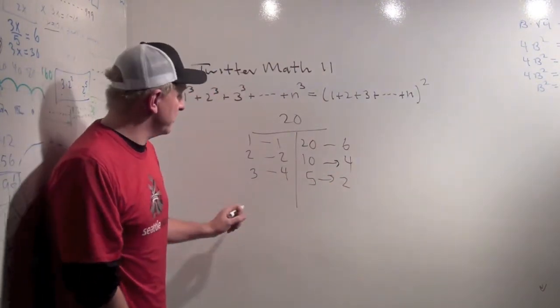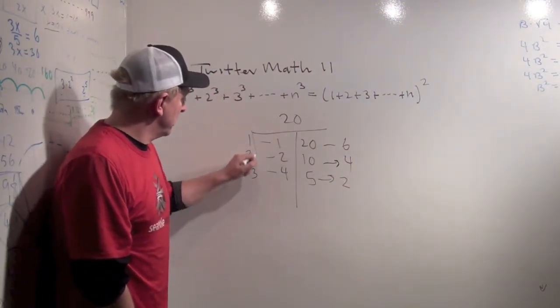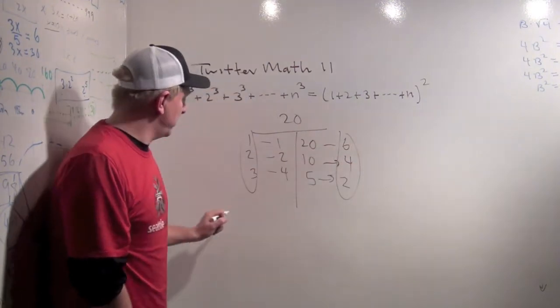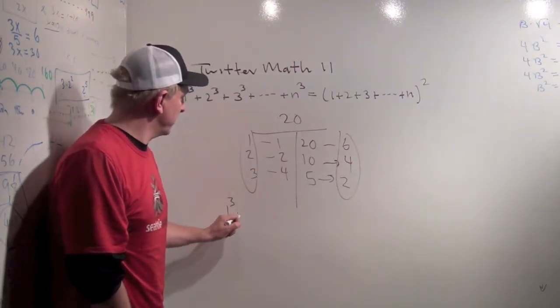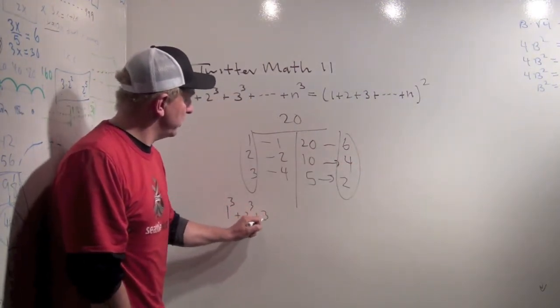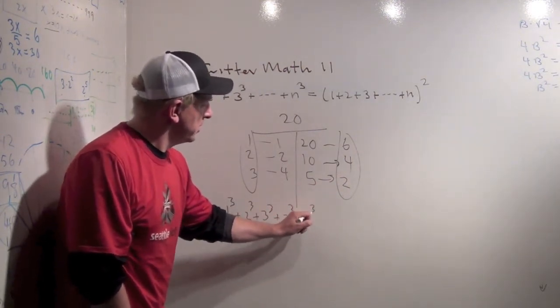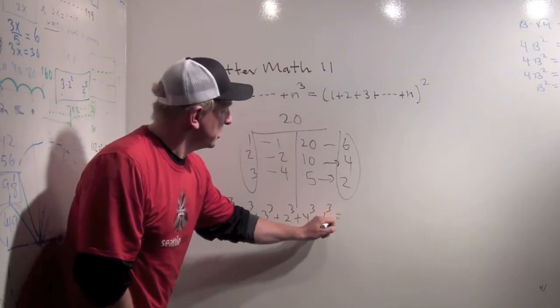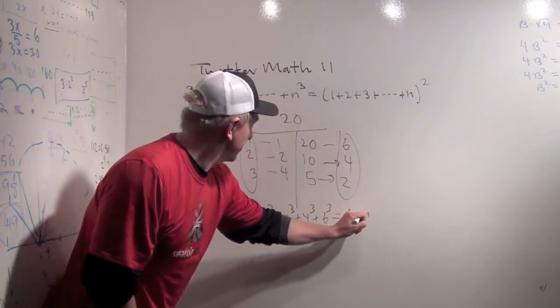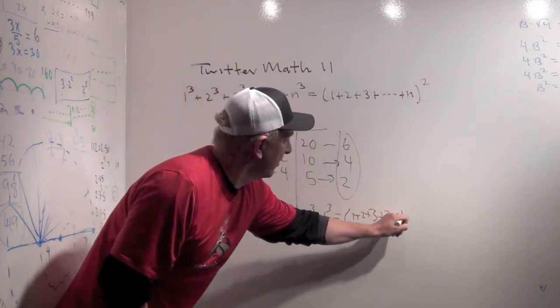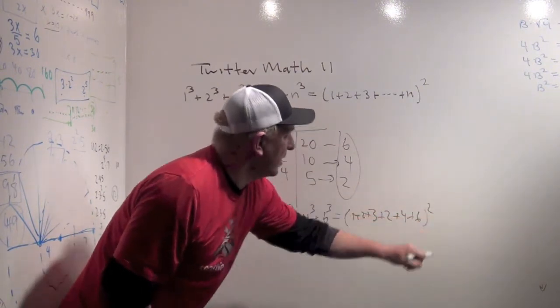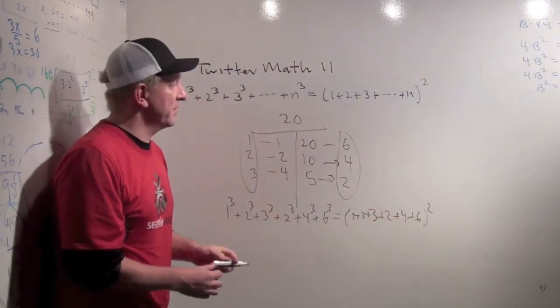So according to Liouville's generalization here, the sum of these numbers cubed, 1 cubed plus 2 cubed plus 3 cubed plus 2 cubed plus 4 cubed plus 6 cubed, should equal 1 plus 2 plus 3 plus 2 plus 4 plus 6, squared, and you can just check this for yourself that they do.